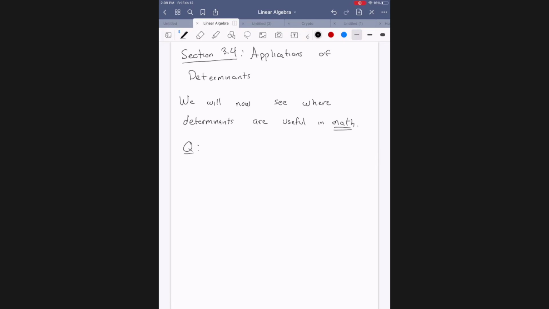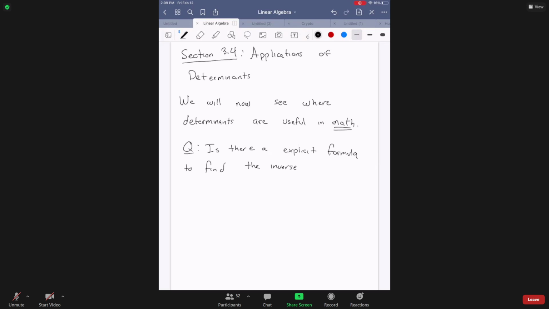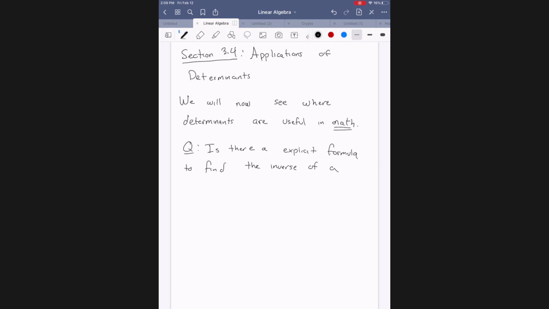So, question: is there an explicit formula to find the inverse of a matrix? And the answer is yes.